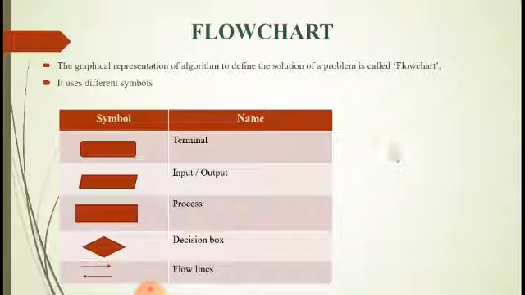Next is the parallelogram. It denotes input or output. Next is the rectangle, which denotes process. The rhombus denotes the decision box, and the arrows denote flow lines. These are the simple symbols used to draw a flowchart.